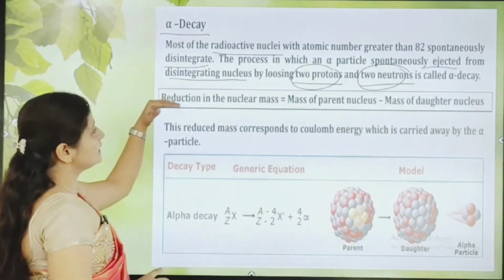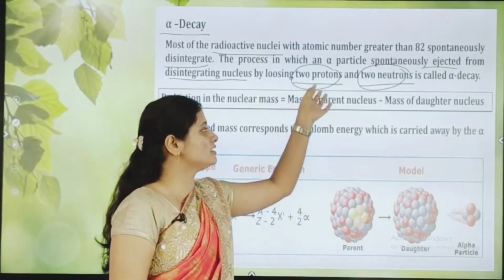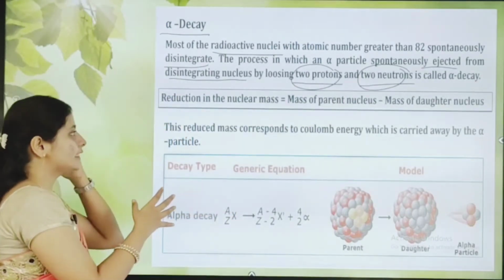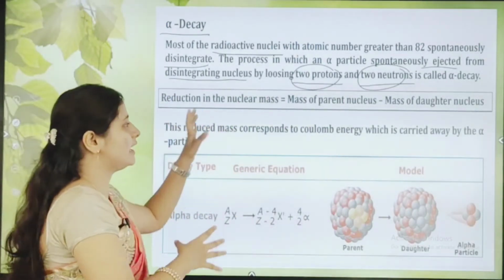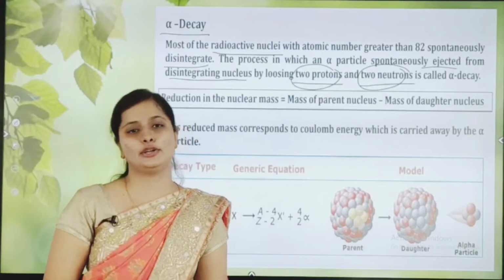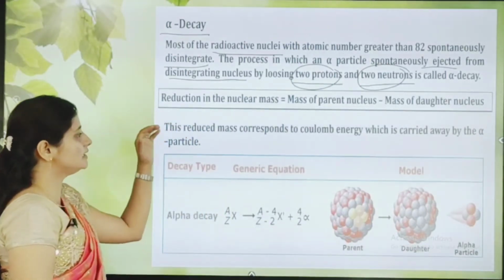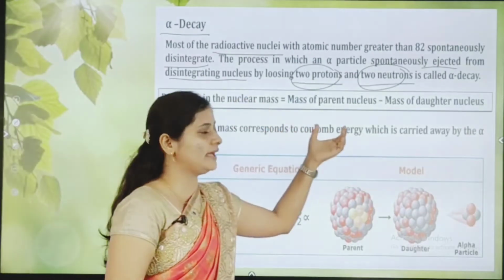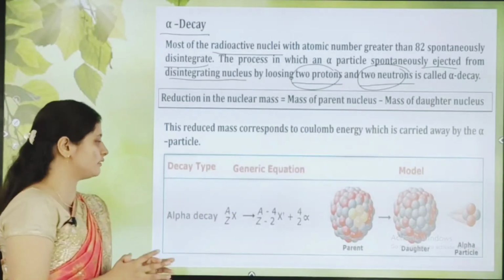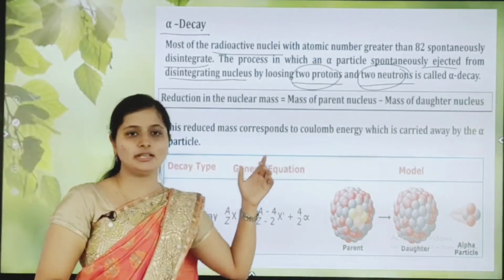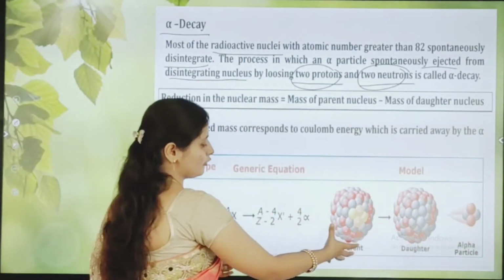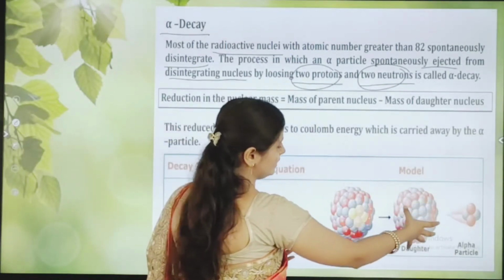Next, the reduction in nuclear mass is equal to the mass of the parent nucleus minus the mass of the daughter nucleus. Okay, here decay will take place. So, the reduction in nuclear mass we can write as the mass of the parent nucleus minus the mass of the daughter nucleus. Next, this reduced mass corresponds to Coulomb energy which is carried away by the alpha particle. Here they gave one equation: the decay type, generic equation and the model. After the decay from the parent element we get a daughter.